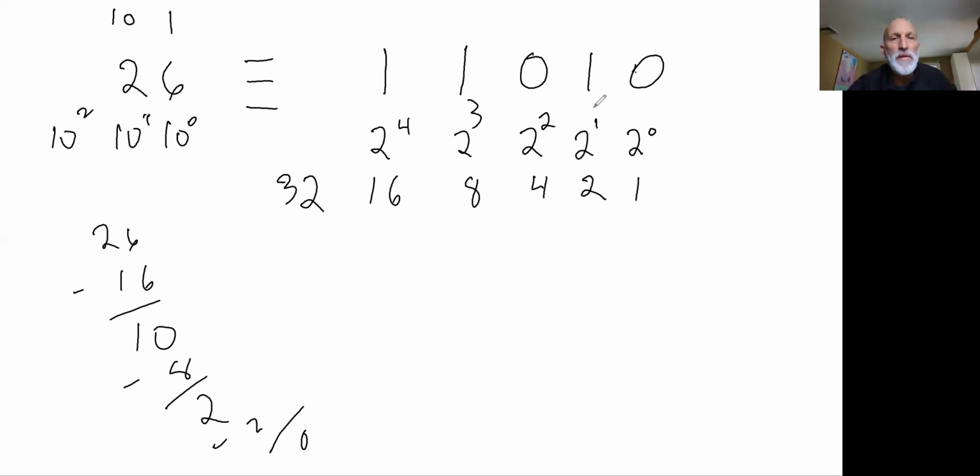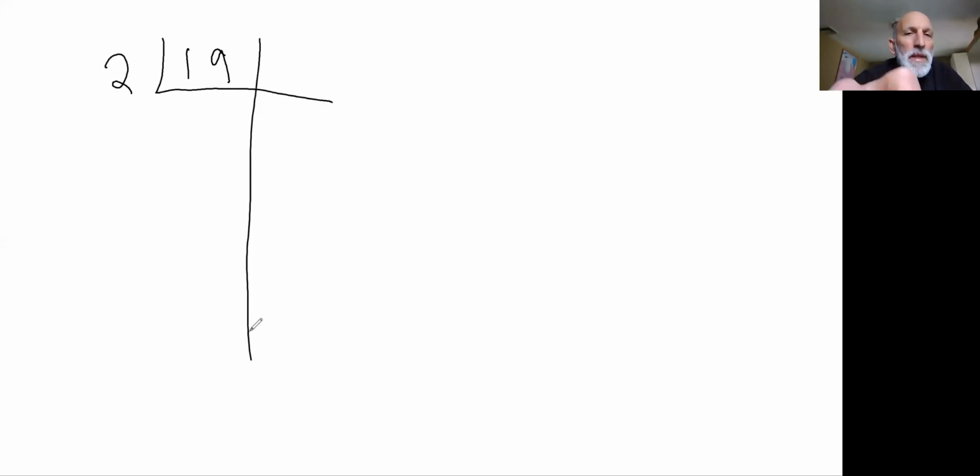Any number can be converted from base 10 into binary using this particular method. Now there is another method, and this other method is a little bit slower. I'll do a different number here. Let's take the number 19. The way it works is you just keep dividing by 2 and keep track of the remainders.